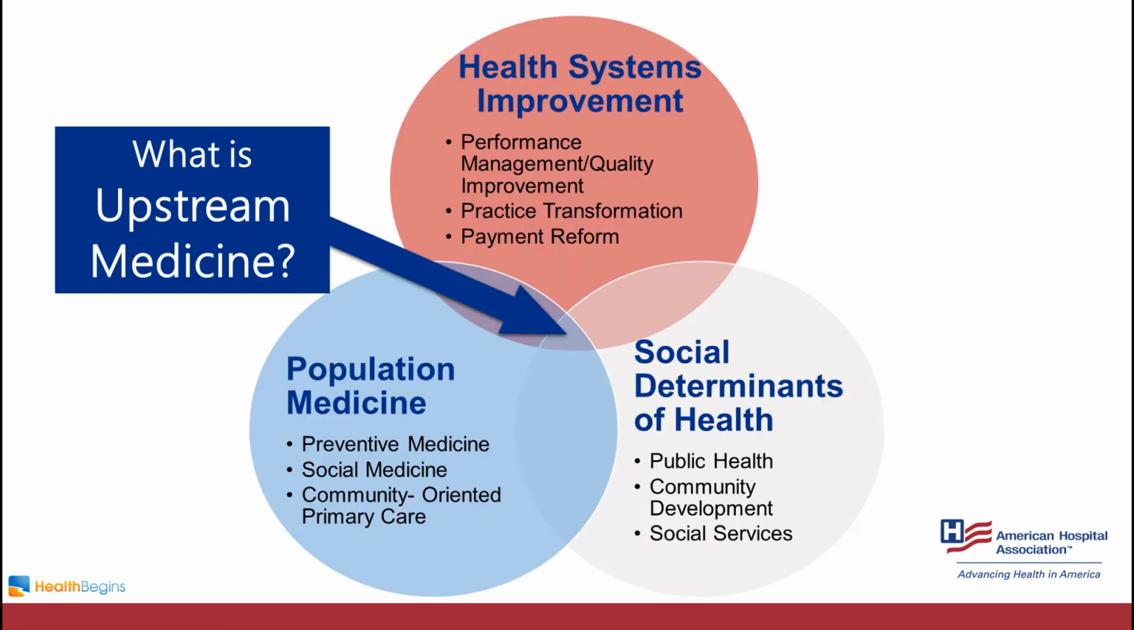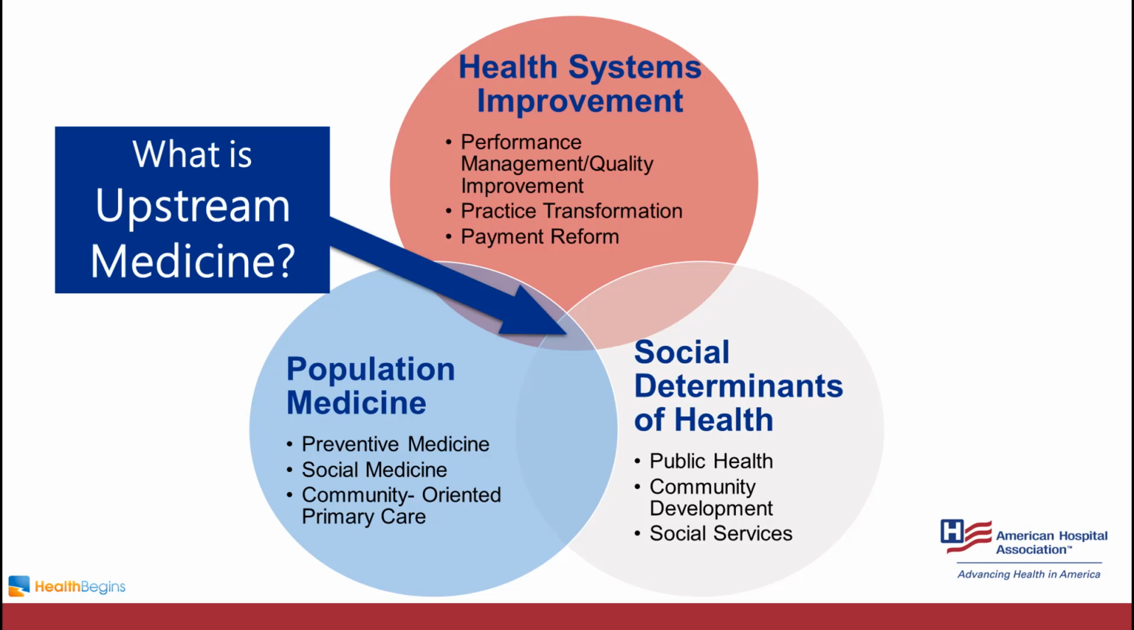So with that in mind, let me spend a moment just giving some background on what we mean by upstream medicine. Upstream medicine is a term that we use at HealthBegins and with a growing number of our partners, including at the American Hospital Association, to describe the intersection of three different fields. We know that there is a growing emerging body of research and work in the social determinants of health, represented on the bottom right of your screen. We certainly know that there's been a lot of work on population medicine, which is generally the purview of healthcare systems, including hospitals. And it's been around for a long time.